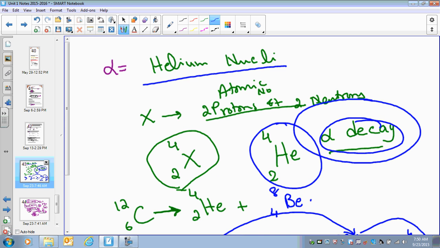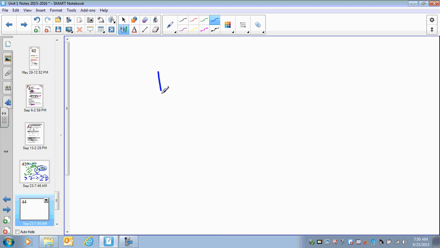Beta is an electron. It has a mass of 0, but it has a charge of -1, so we call it a beta particle. It's a lightweight particle, so it can go quite far because of its light mass.